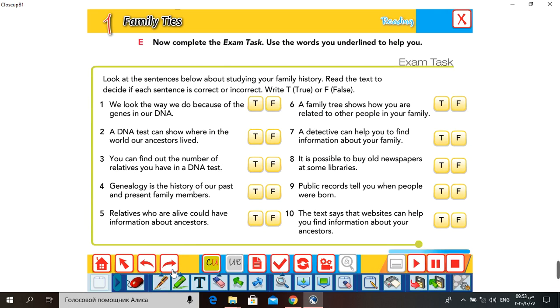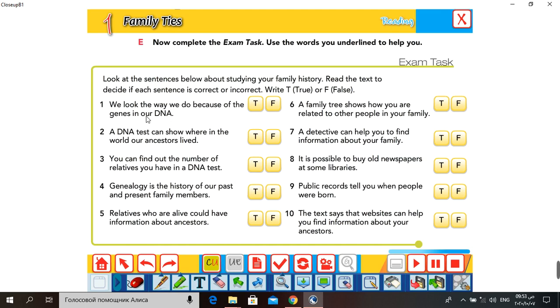Now I need you to pause the video, read the passage, and then get back to the video in order to answer the questions. Here in exercise E, it says, look at the sentences below about studying your family history. Read the text to decide if each sentence is correct or incorrect, true or false. Now, after reading the passage, you can decide whether these sentences are true or false. Read the text, read the questions, find the keywords, and decide whether the statement is true or false.